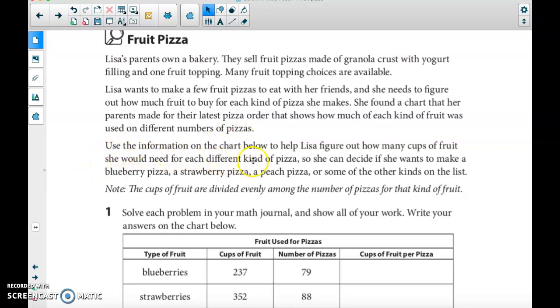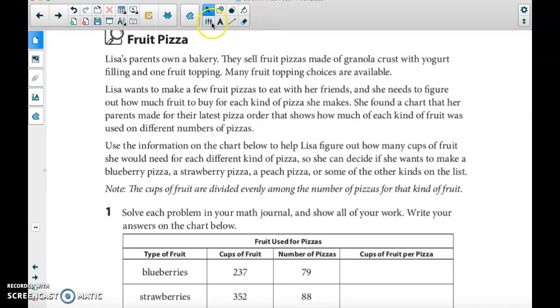Use the information on the chart below to help Lisa figure out how many cups of fruit she would need for each different kind of pizza so she can decide if she wants to make a blueberry pizza, a strawberry pizza, a peach pizza, or some other kind on the list.